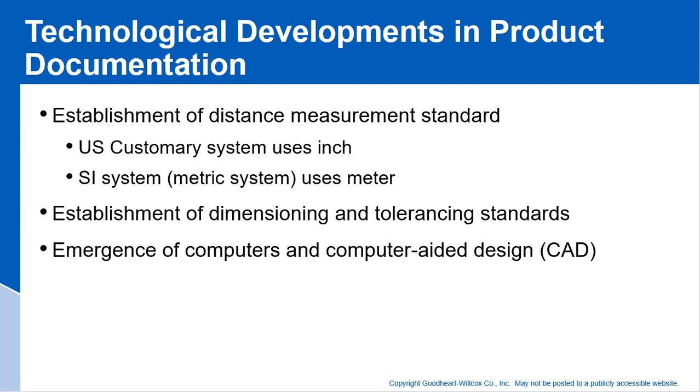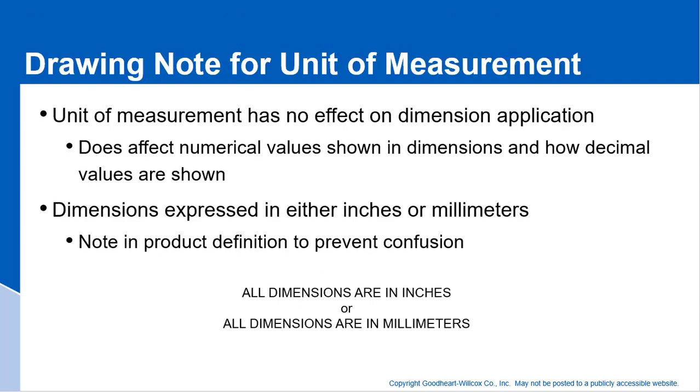And computers and computer-aided designs have really helped that too. Now, for GD&T, it doesn't matter what units you use. You can use inches or millimeters. Both are equally acceptable, but the unit of measurement has no effect on the dimension application. All it changes is the actual numerical value of the dimensions and how the decimal values are shown. We're going to talk about that in a minute.